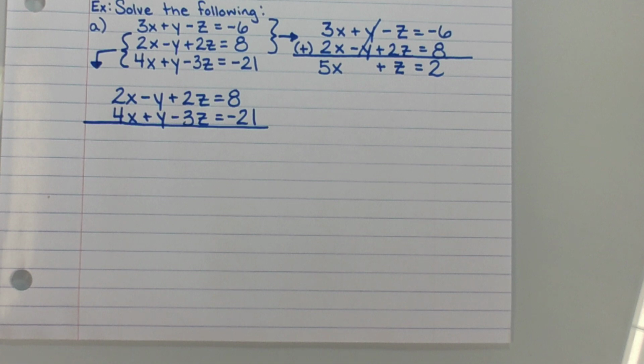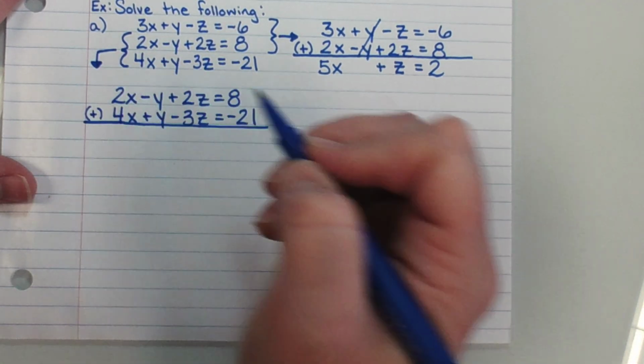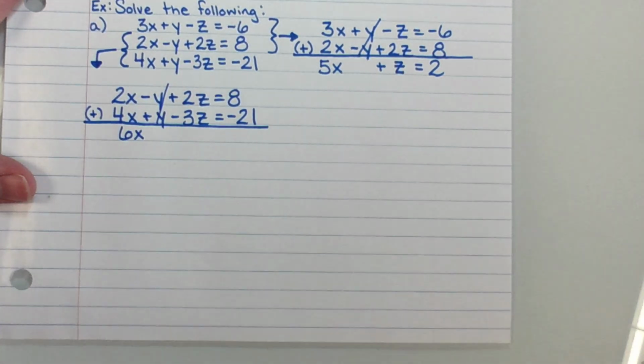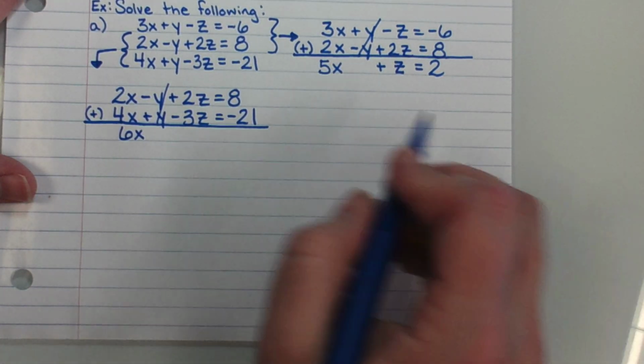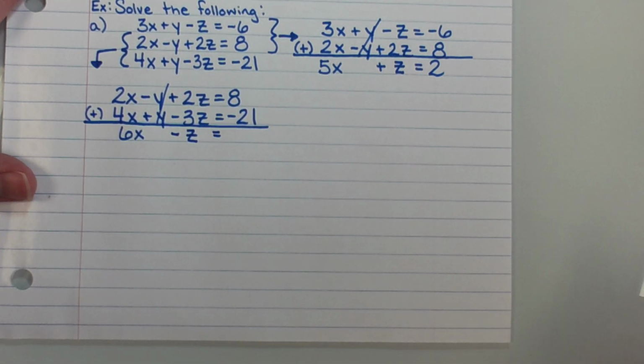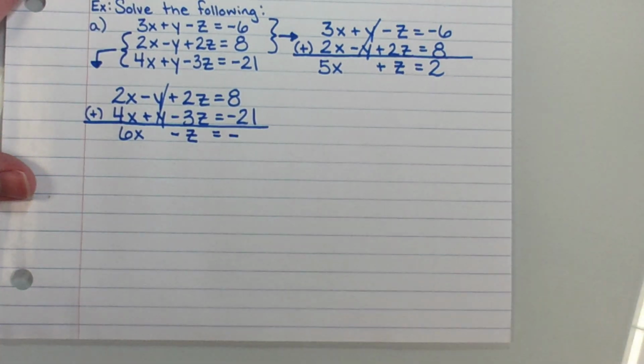One's positive, one's negative. Add. 2x plus 4x is 6x. Negative y plus y cancels, that's the point. 2z plus a -3z is a -z. Equal to 8 plus a -21. -13.